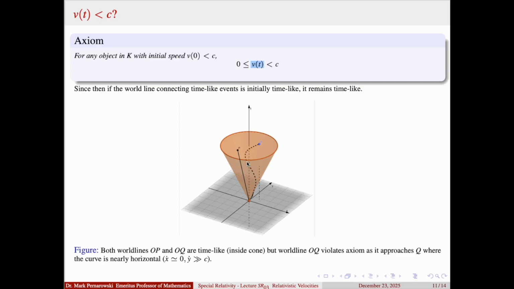So this particular world line violates this axiom. So it's not something you would see, even though the entire world line sits within this cone. So it's not enough just to say if it sits in the cone, it's allowable. It has to sit in the cone and still obey this inequality.